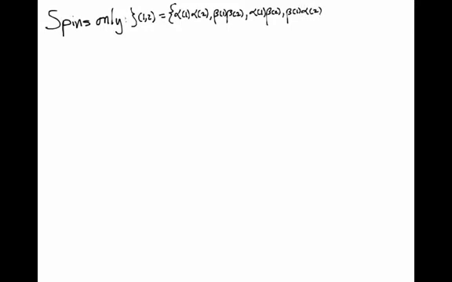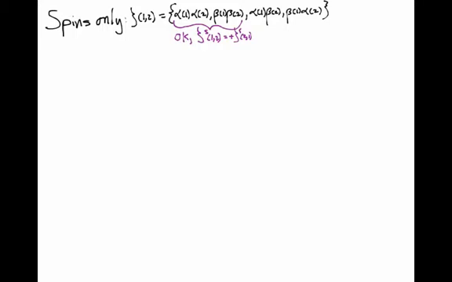Now let's think about this for just electrons. So only spins, and I have a spin wave function zeta(1,2). There are basically four ways I can do this. I can have up-up, down-down, up-down, or down-up. We call those alpha 1 alpha 2, beta 1 beta 2, alpha 1 beta 2, beta 1 alpha 2. And those are totally fine, right?